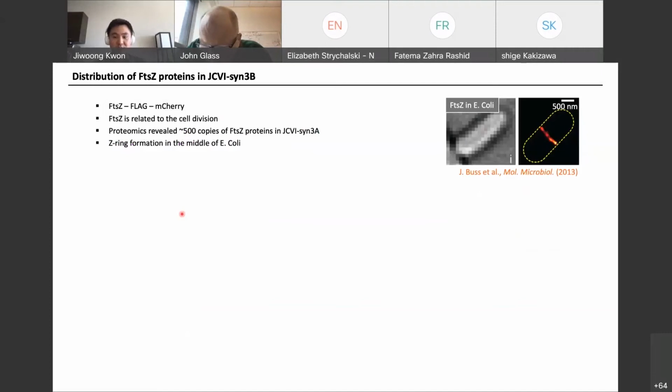Another target is the FTSC protein, which is known to play a role in cell division. At the time of division, the FTSC proteins form a ring-like structure called the Z-ring, as shown in this figure. So we wanted to check the structure of FTSC in JCVI-syn3B cells to provide some pieces of evidence about the division of minimal cells.